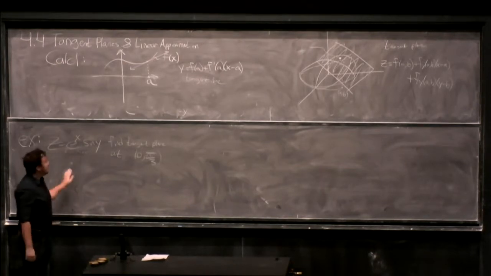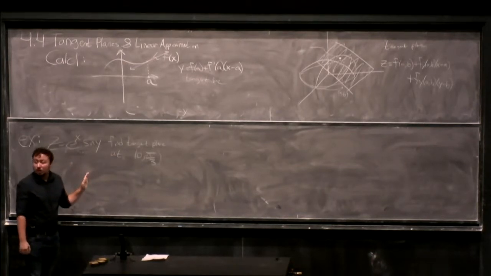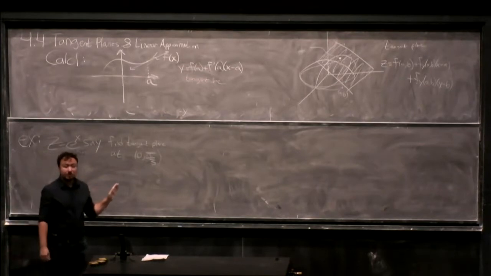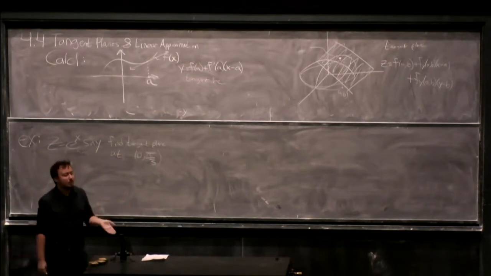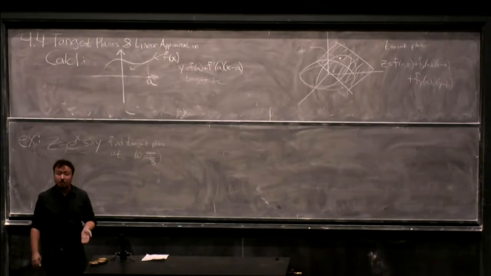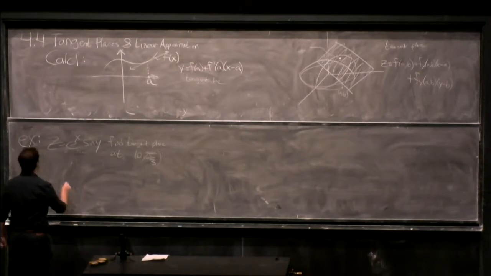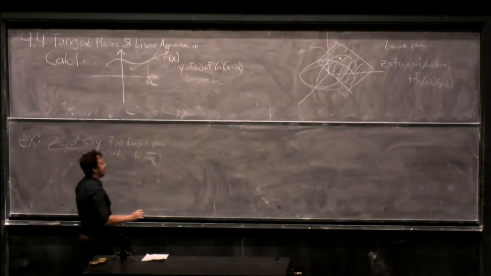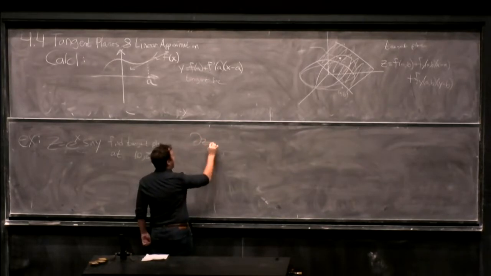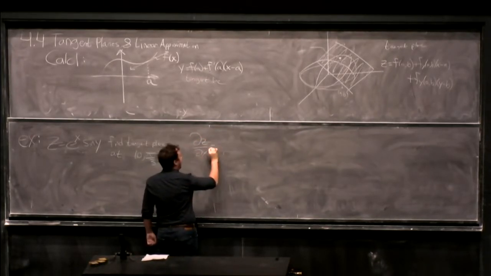Okay, well, the first thing we need to do is figure out what our partial derivatives are going to be. So we need to know both the x partial derivative and the y partial derivative. So let's start doing that. We need to know partial z, partial x.